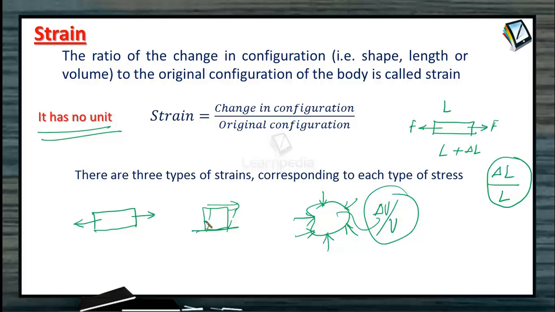And here this particular angle theta is basically the effect. Suppose the upper edge is moved further by x and h is the height, then this angle theta is roughly x upon h. So this is our strain. So depending on the type of stress, we can define the strains. Corresponding to each type of stress, we have one corresponding strain.